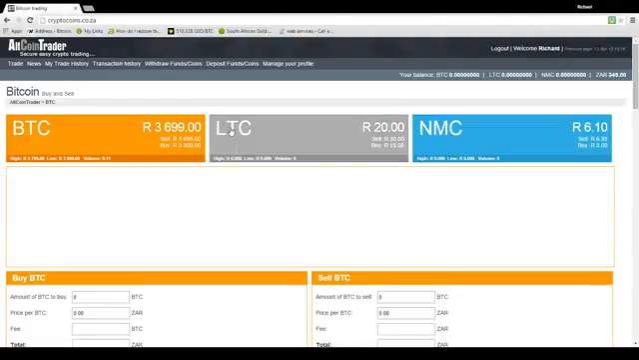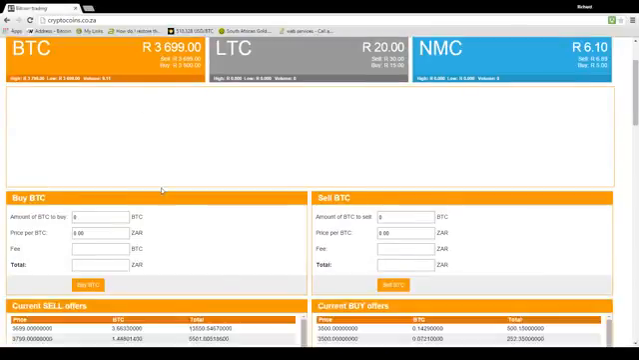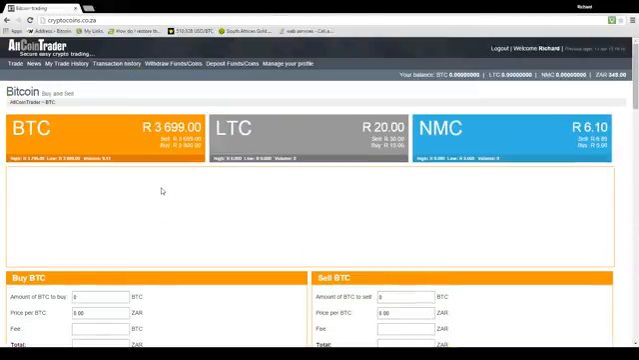So now, if you've registered and you've got an account and you've logged into your account, you can see this is my account and I have a South African Rand balance of 349 Rand. Okay, the current Bitcoin price today is 3,699 Rand.